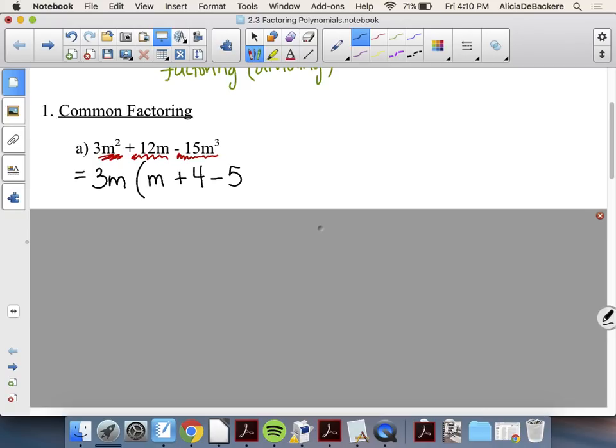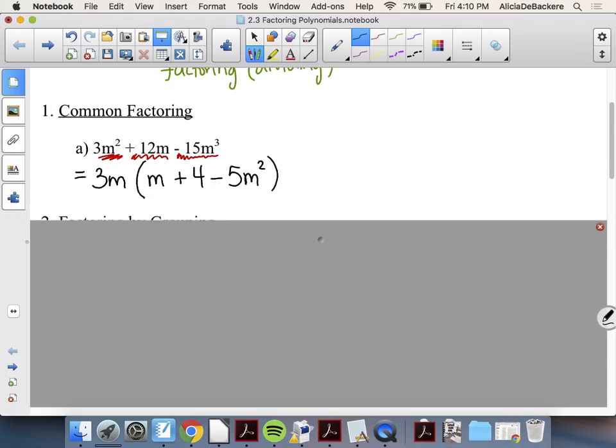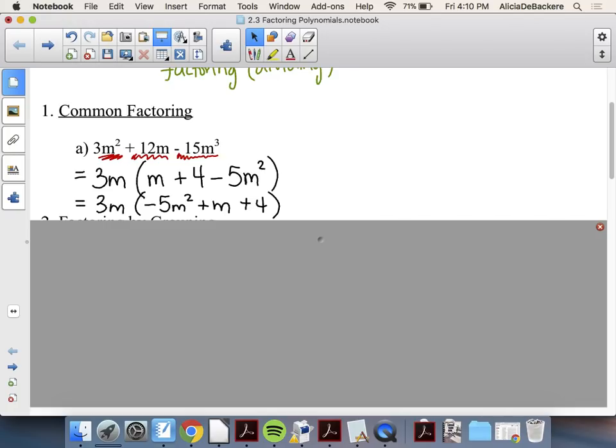And then I've got 3 m's being multiplied, but I'm dividing one of them away, so I'm left with 2 m's being multiplied. Now, we don't love this format. Normally, I would rewrite this so that I have my largest exponent on m first. So I'm going to put the negative 5m squared first, and then the m, and then plus 4. You could have also factored out that negative. You could have put that in front, but then you would have to divide all 3 terms in the bracket by negative 1.